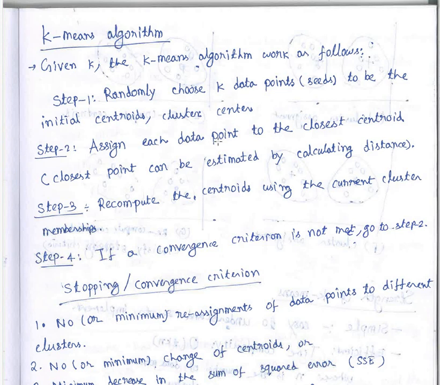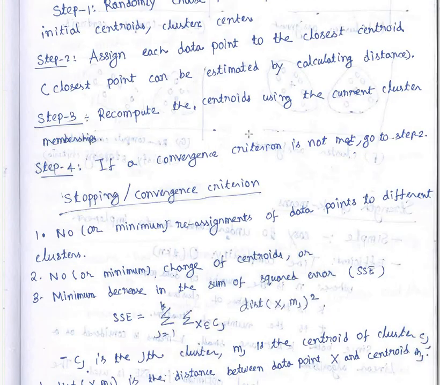Step 2, assign each data point to the closest centroid. Find the distance from each data point to the centroids. For example, if k equals 2, we have 2 centroids assigned initially. Find the distance between each data point and each of the centroid values. Whichever is closer, mark that as one cluster.